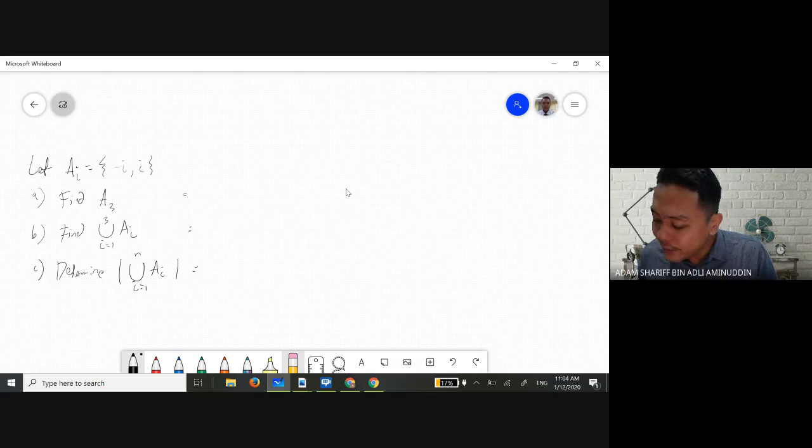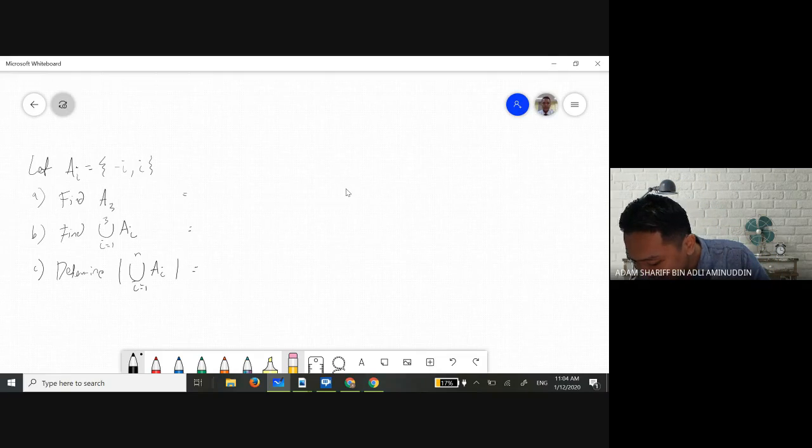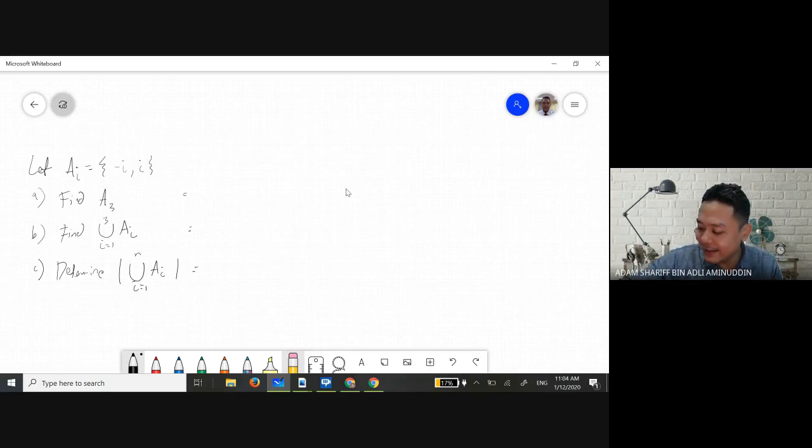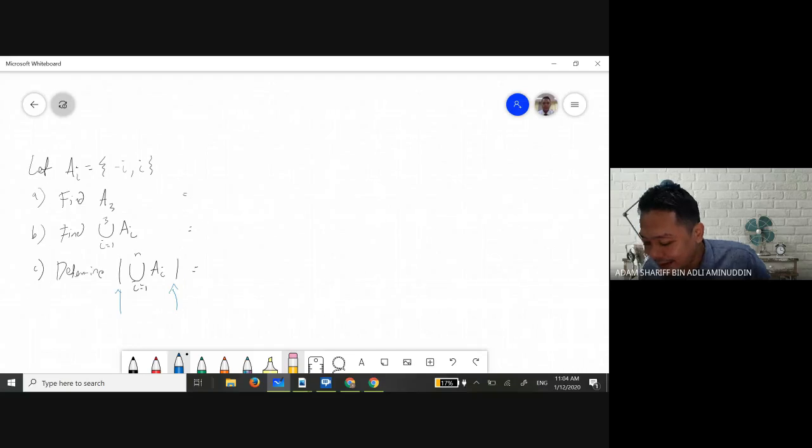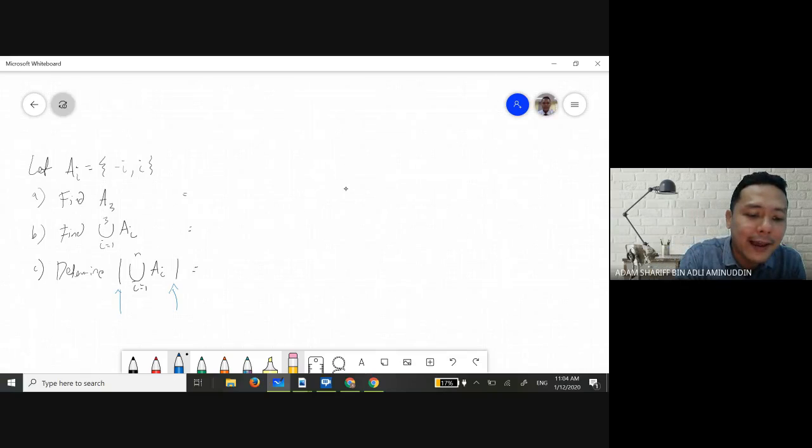Okay, ada 2 student dah hantar jawapan. Tetapi, oh nasib baik, ramai yang masih tidak aware dengan simbol ini. Ni simbol apa ni? Cardinality. Jadi saya rasa student tak ada masalah untuk yang cari A3. A3 ramai jawab negatif 3.